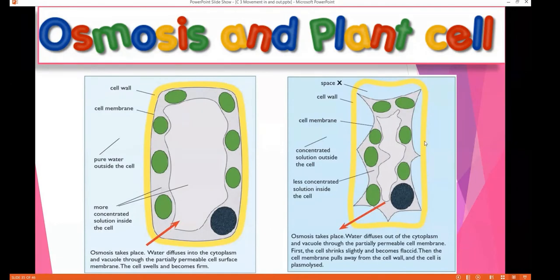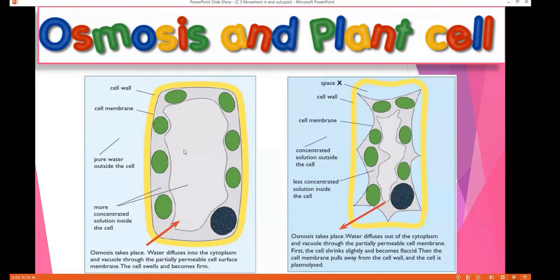Girls, can you see it? Yes. Okay, so this is how a plasmolyzed cell looks. This means plasmolysis has taken place after the cell has shrunken. Also, the cytoplasm is pulling away from the cell wall. This happens when too much water is lost from the cell.